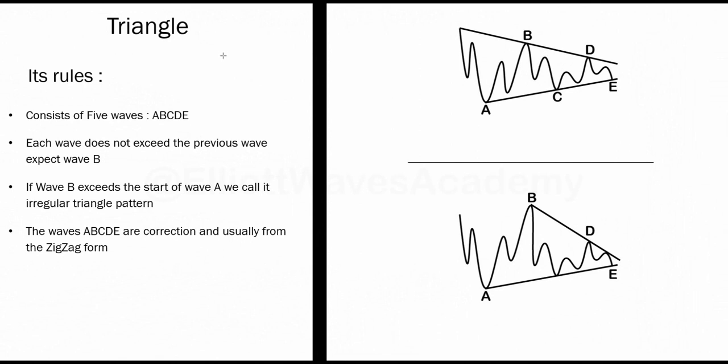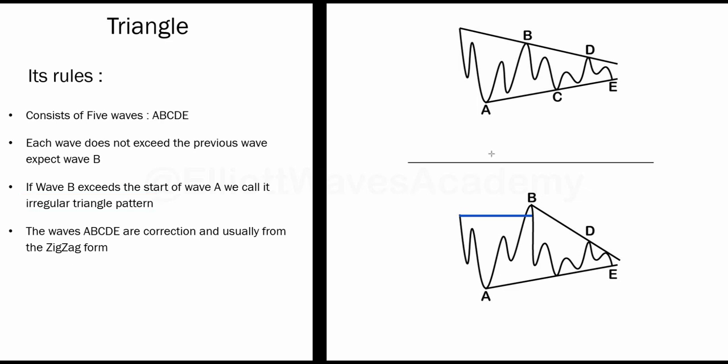So, more details. This pattern consists of 5 big subwaves, as you can see, A and B and C and D and E, each wave of which should not exceed its previous wave, except wave B. Wave B can exceed the beginning of the wave A, and this is the only exception with the subwaves of this pattern. And when that happens, we call it an irregular triangle pattern.